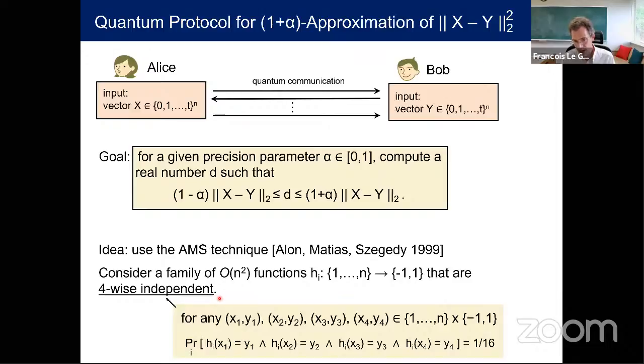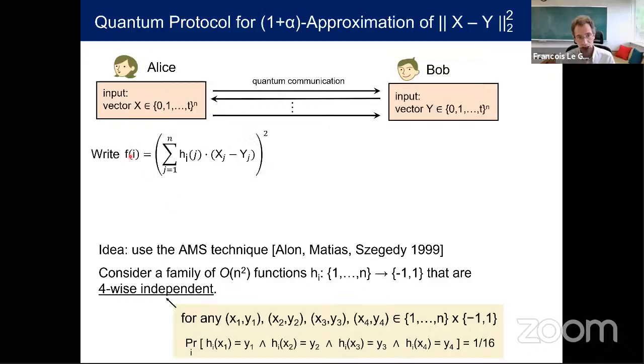Four-wise independent means that for any four pairs x, y, where the x are from 1 to n and y are minus 1 or 1, the probability that all four events hold simultaneously is 1 over 16, which is exactly the probability if h was a completely random function. So h behaves like a random function, at least when you look at four pairs x, y. It's what we call four-wise independent. And we know that they are easy to construct.